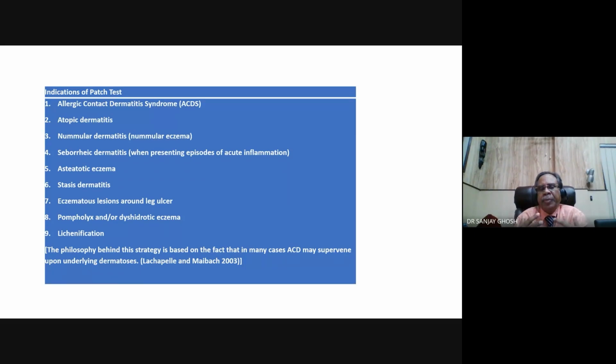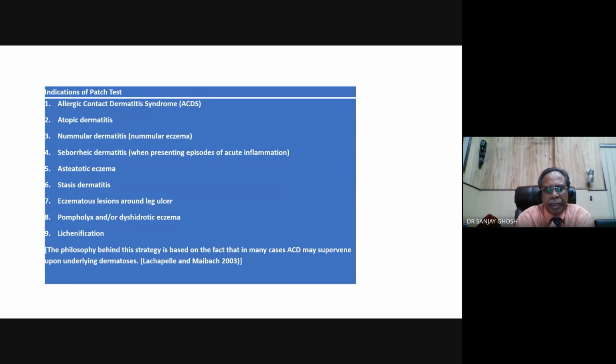Even psoriasis, as the barrier function is disturbed, may have more secondary contact. Nummular dermatitis is sometimes a manifestation of systemic contact dermatitis, or it could be secondary contact. Seborrheic dermatitis, I told you, can mimic airborne contact. Asteatotic eczema also, and stasis, I told you, are very prone to develop allergic contact. Eczematous lesions around a leg ulcer, that's another very vulnerable area. Leg ulcers sometimes do have secondary contact, that's why they are not healing. Many cases of leg ulcer I could control or cure by just withdrawing all topical applications.